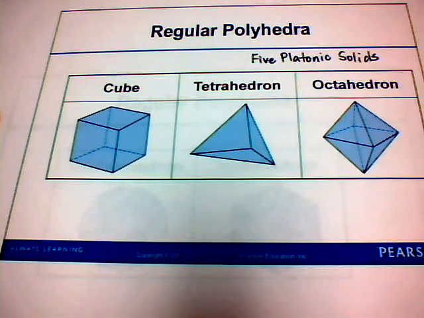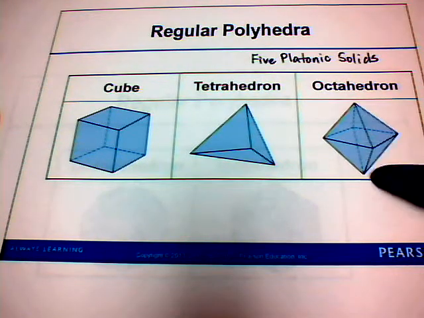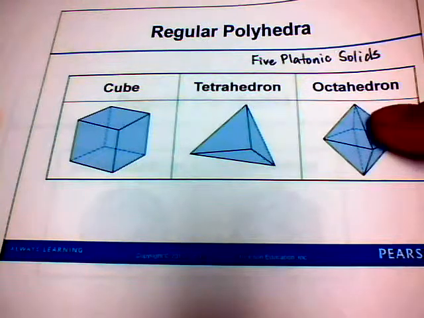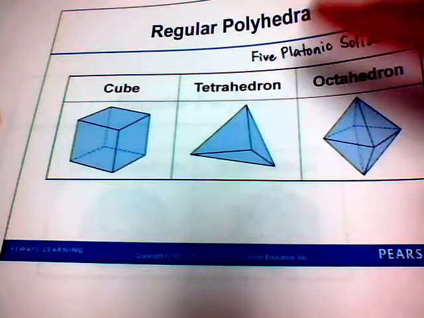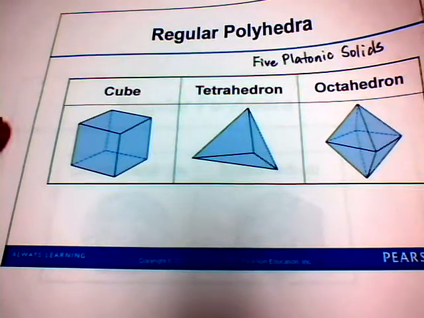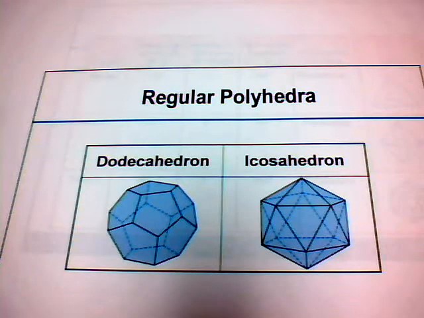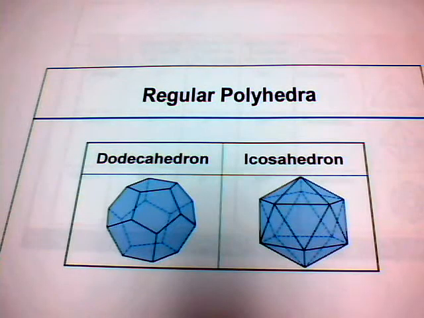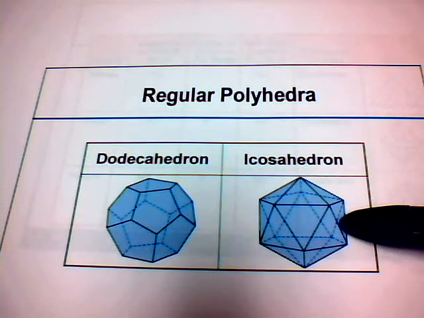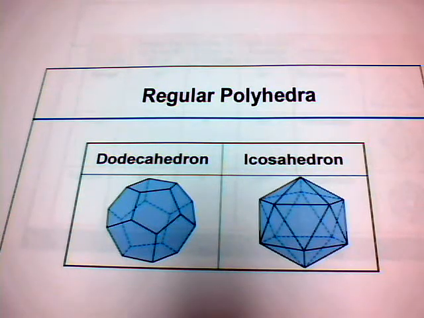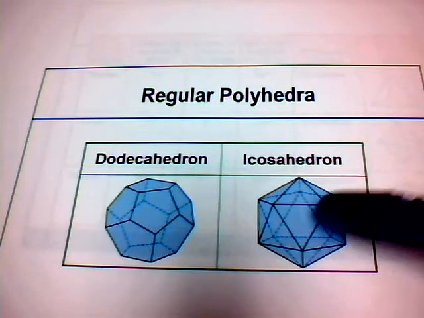And then you have regular triangles here, and this is called the octahedron. The reason why it's called the octahedron is because it has 8 faces, and the tetrahedron has 4 faces in this particular solid. The other 2 Platonic solids are your dodecahedron, because it has 12 faces, and they're all pentagons. And this one is an icosahedron, because you have 20 equilateral triangles put together. So there are 20 faces here.